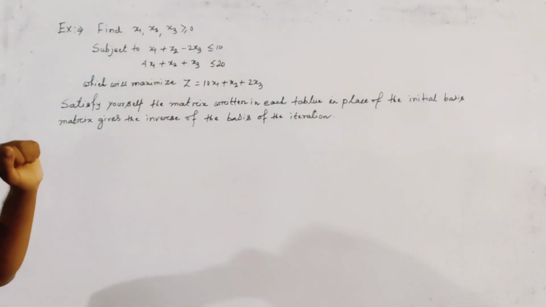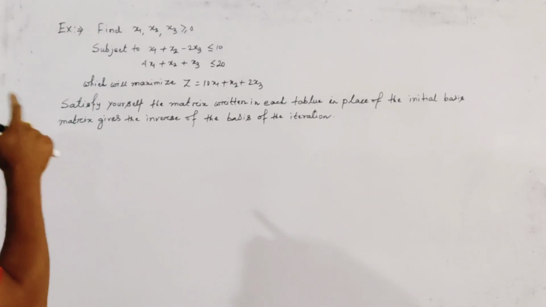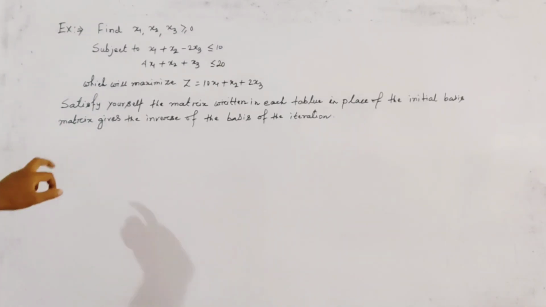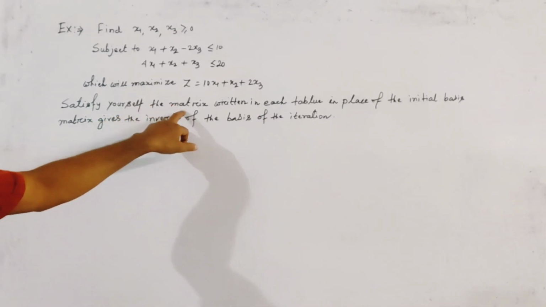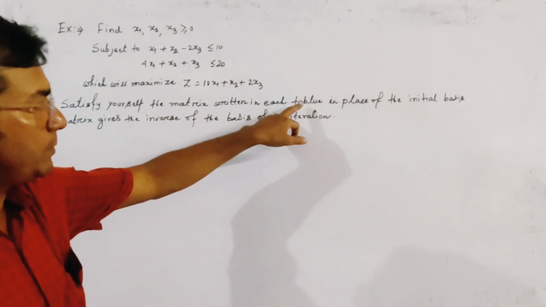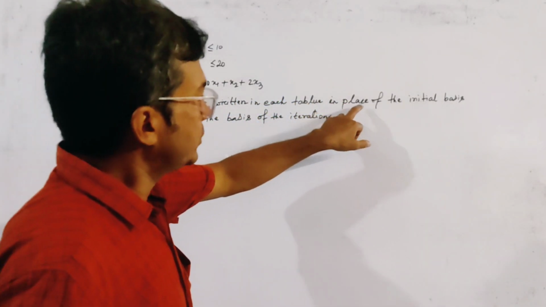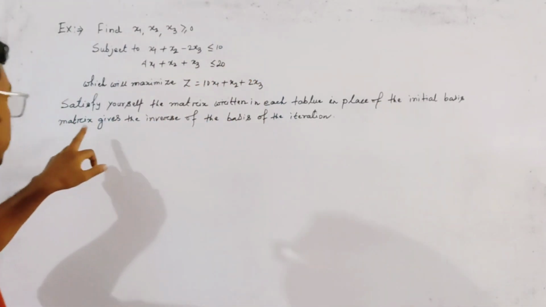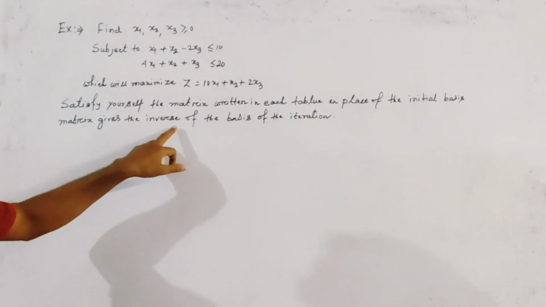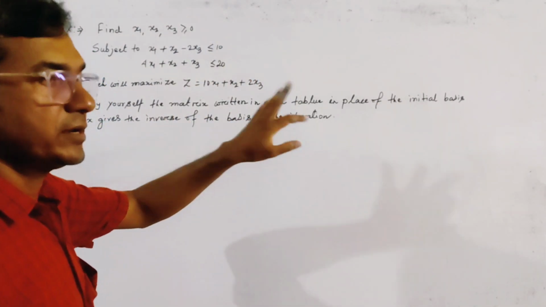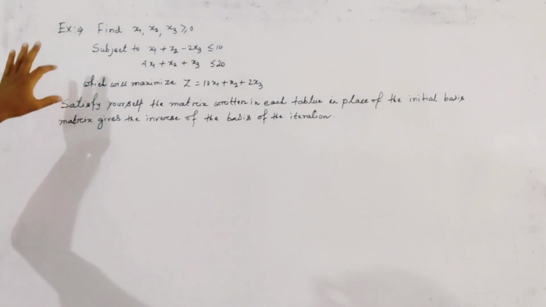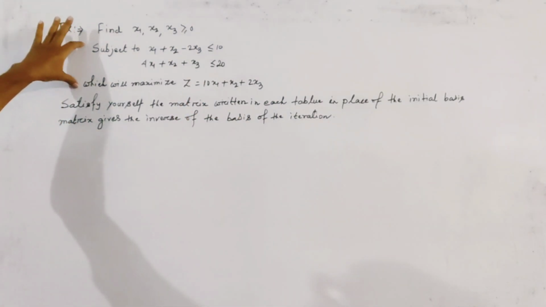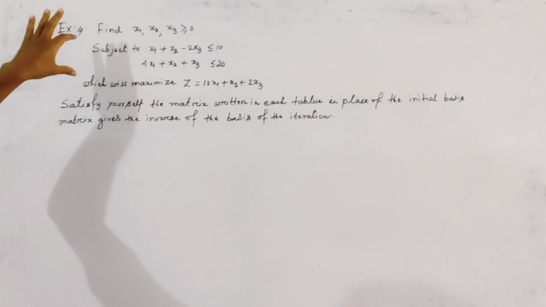which we call the non-negative restriction of the LPP. In the second part of this problem, it also says: satisfy yourself that the matrix written in each table in place of the initial basis matrix gives the inverse of the basis of that iteration. The meaning of the second portion will be clear after solving the problem by the simplex method.